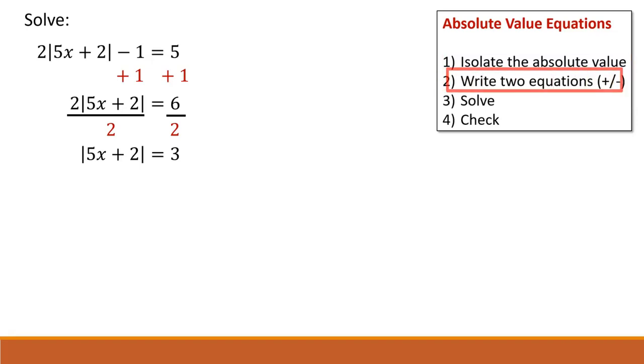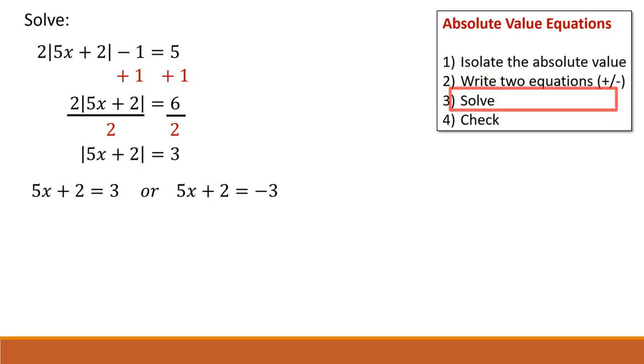Step 2 says to write 2 equations, one positive, one negative. And here's what that means. If we're taking the absolute value of something and getting a 3 as a result, that something we're taking the absolute value of could be a 3, because the absolute value of 3 is 3, or it could be a negative 3, because the absolute value of negative 3 is also 3. So that leads us to say that 5x plus 2 could be a 3, or 5x plus 2 could be a negative 3.